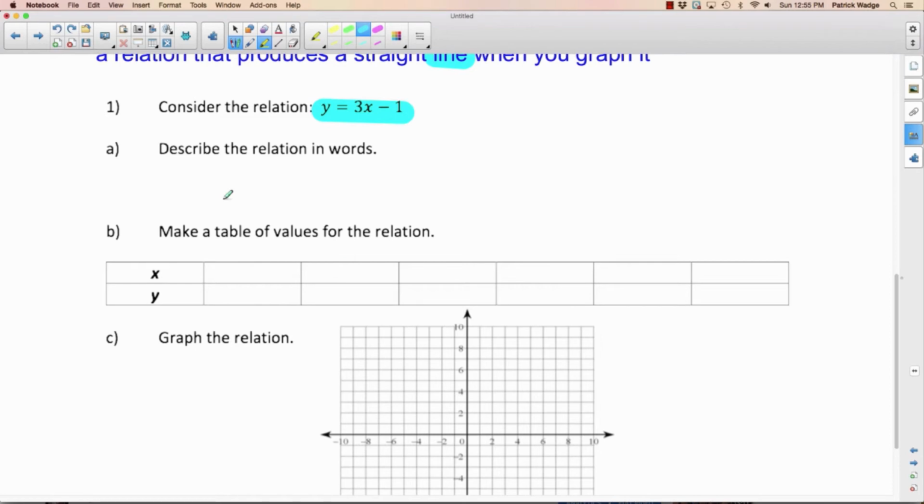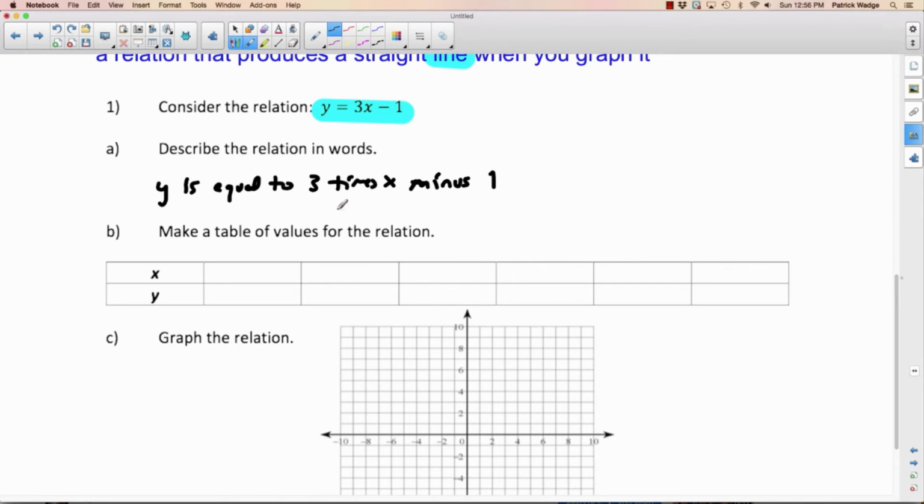First thing you have to do is describe the relation in words. So what could you do? You could say y is equal to, that's fine, I mean that's what the equal sign means. Y is equal to, what's happening here? 3 times x minus, I guess I should write in words, minus 1. I guess in words I should really write out 3 and write out 1 as well, but this is fine.